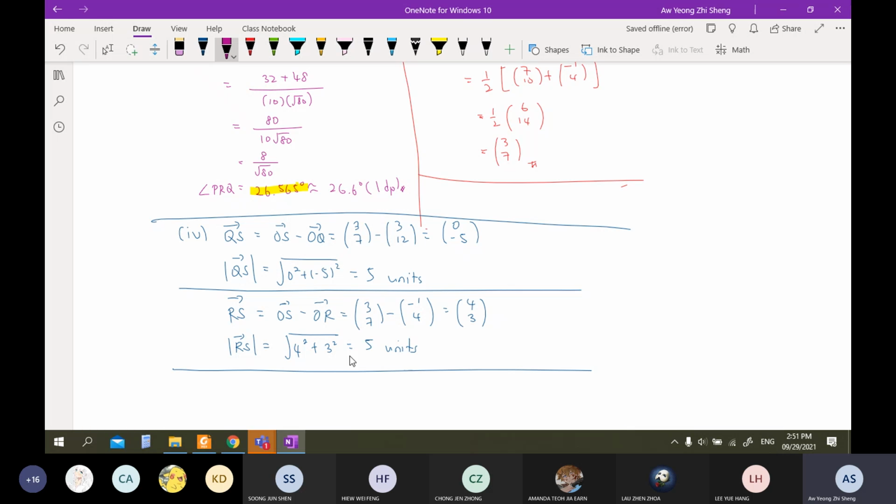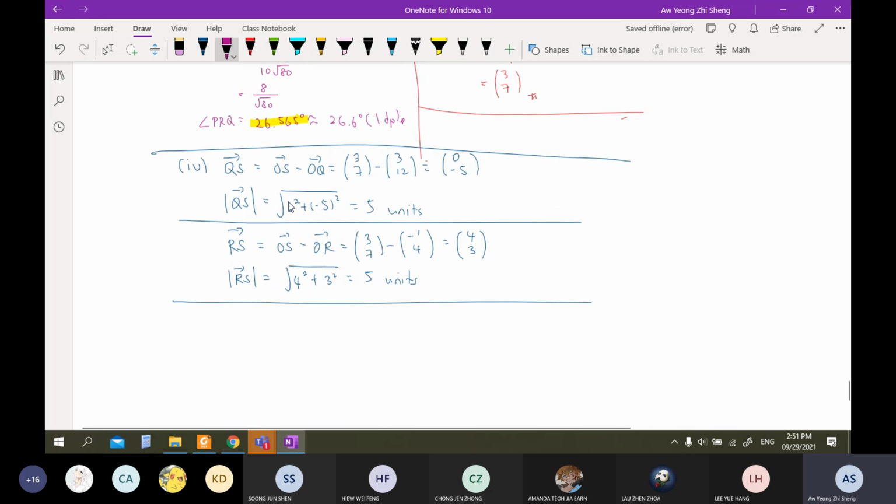Okay, so let's carry on from here. We have computed the vectors OS and RS. We have also found their lengths individually. We notice that these two are equal. Therefore, we can say the length of QS is equal to the length of RS, which is equal to 5 units.